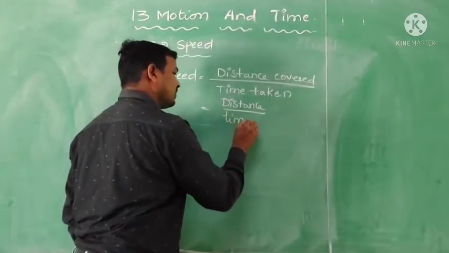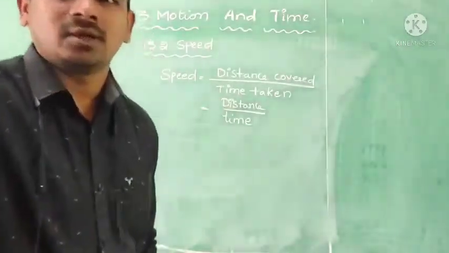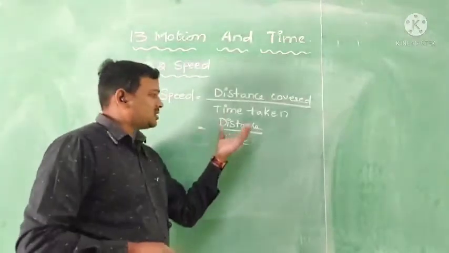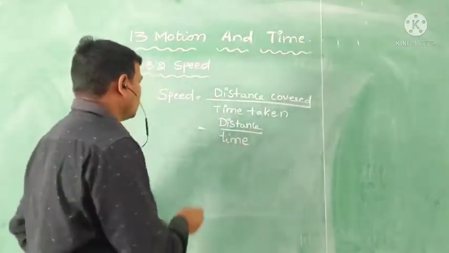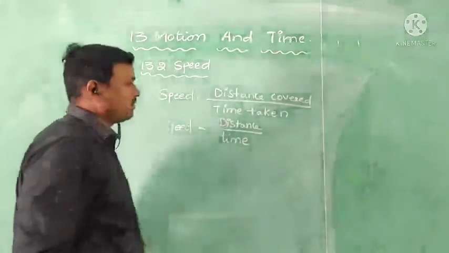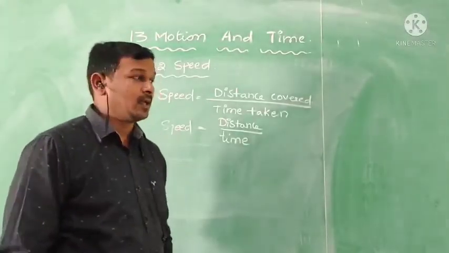Whatever the distance covered by the body in a span of time, whatever the time taken. So speed is equals to distance by time. This is a very important formula, children, you need to remember this formula: speed is equals to distance by time.